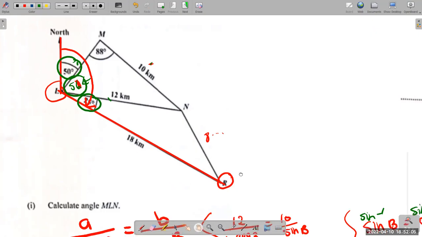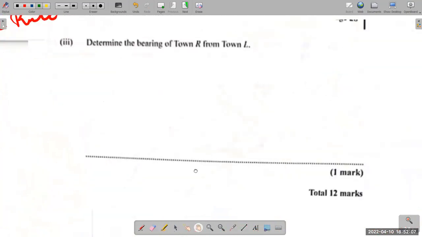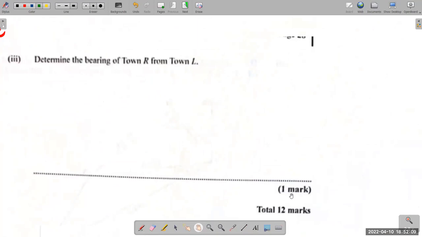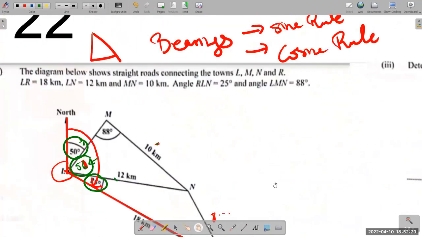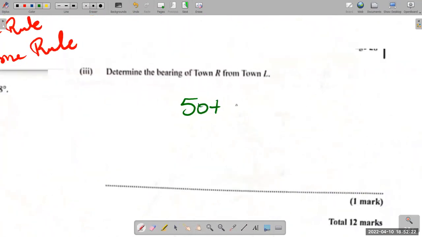So our working is 50 plus 56 plus 25. You see why it's just 1 mark? Because they expect you to know to just add the 3. So 50 plus, what was it again? 56 and 25. 56 plus 25. Why did I say 131? Remember, don't forget your degrees. Your sign, 131 degrees.